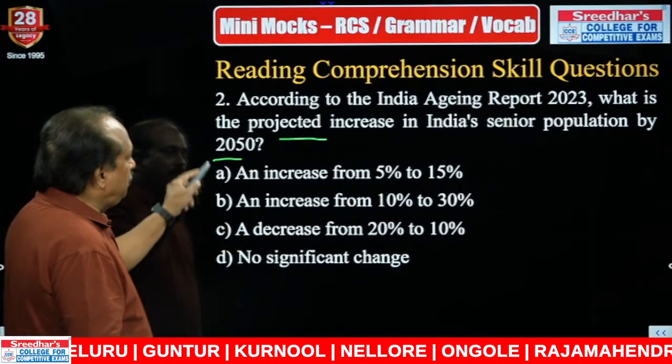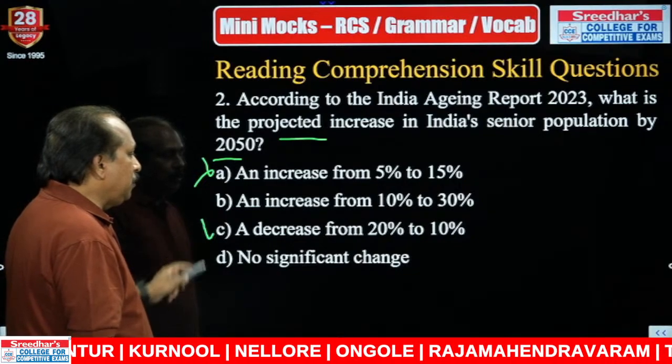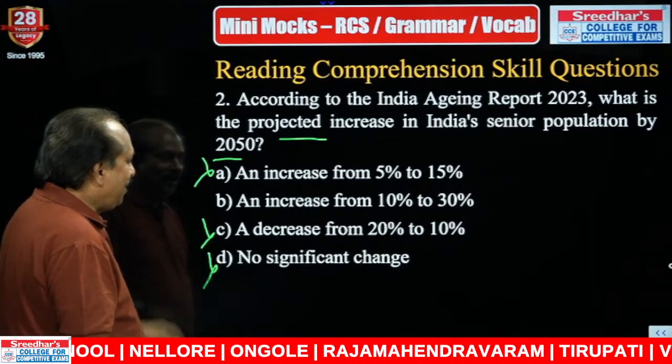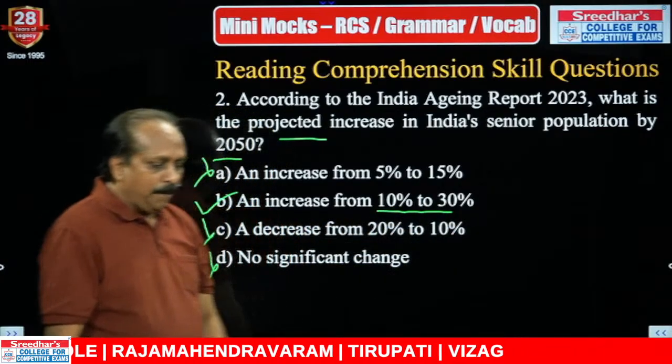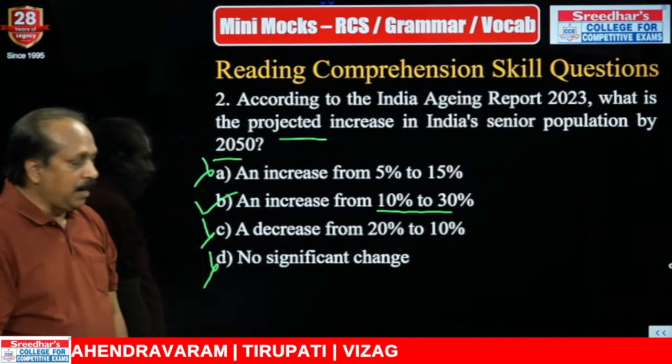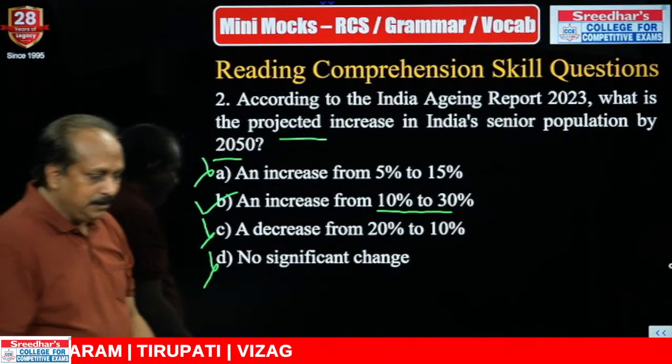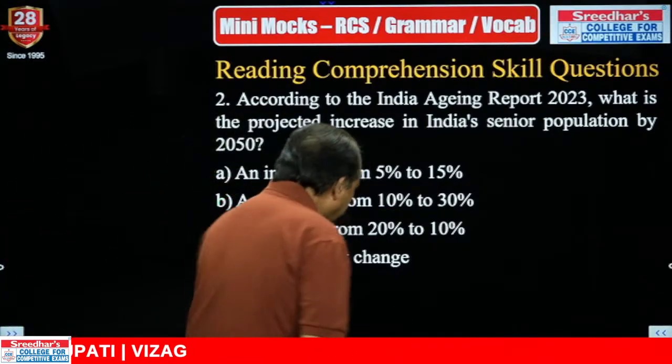It is not 5 to 15. It is not 20 to 10. Reverse, it cannot be. No significant change. Categorically mentioned, from 10% to 30% by 2050. Rather easy. Yes, you're right. You got it right.